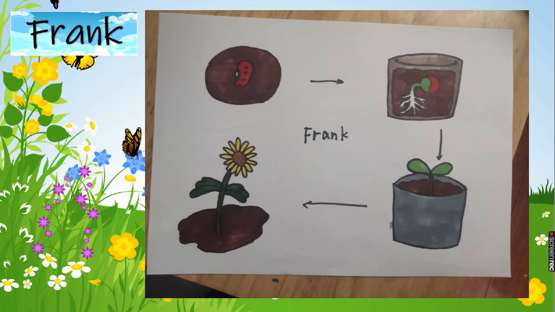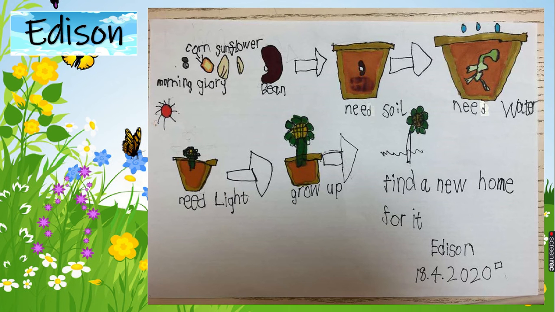This is Frank's life cycle. So look at the colors, how he did it. This is how he tried to do the life cycle of a beautiful flower with seed. This one looks like a sunflower. It's very clear and very cute. Edison discussed the corn and sunflower.